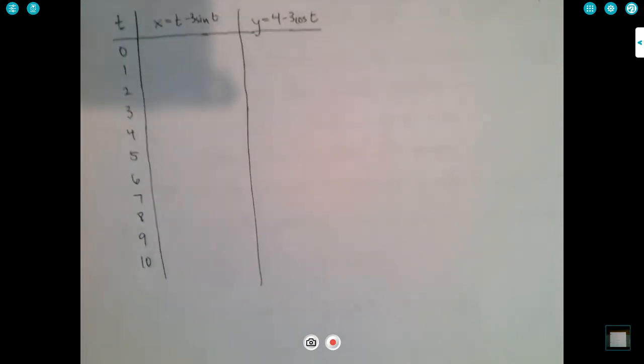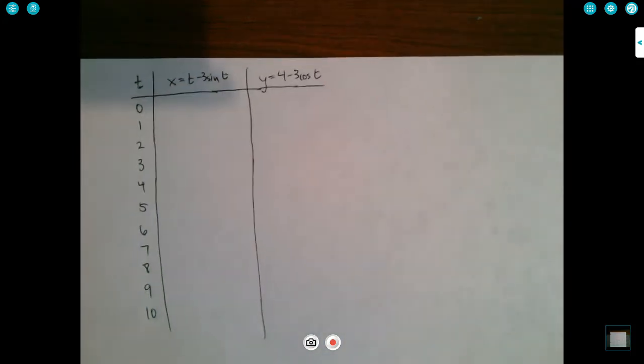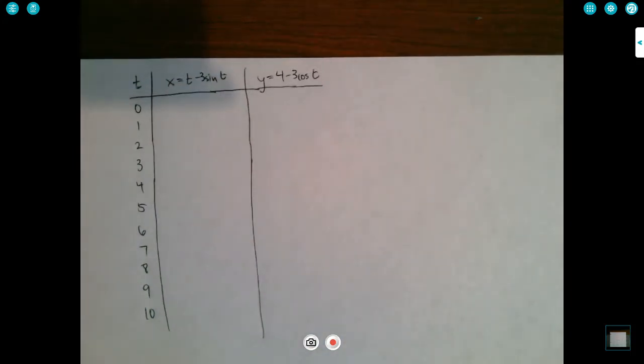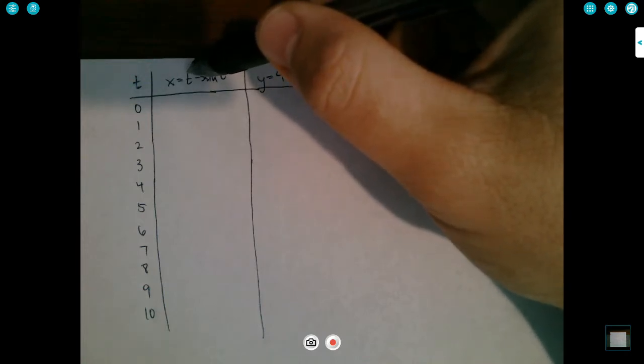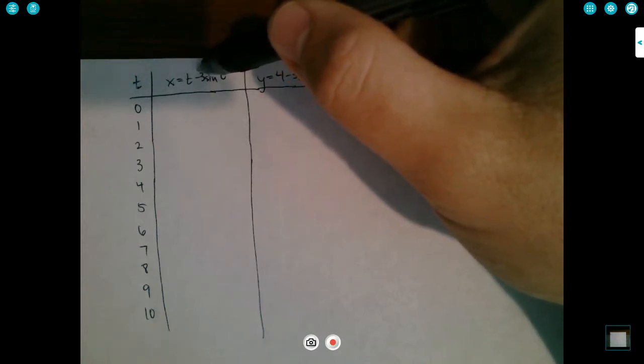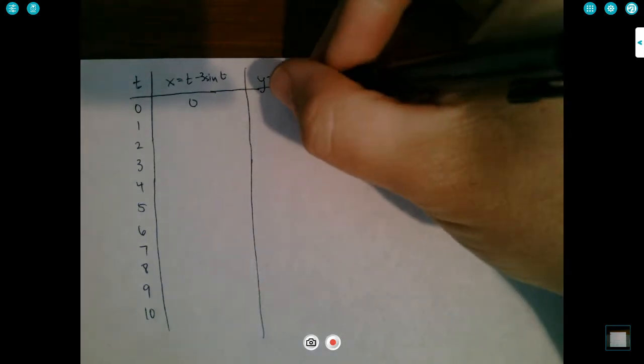Actually, let me move this up because you've seen the problem already, so you know what it is that we're dealing with. So let's just use our calculators and plug this in. So for x, I can do some of this in my head anyway, right? 0 minus 3 times 0 is just 0, right? Well, when I get to 1, I guess it's a little more difficult. But here, cosine 0 is 1, so this is 4 minus 3, which is 1.